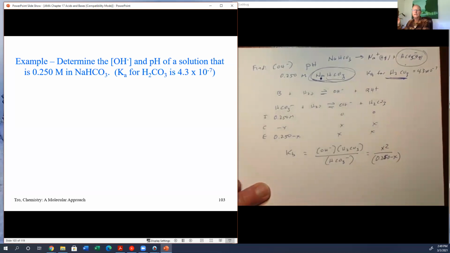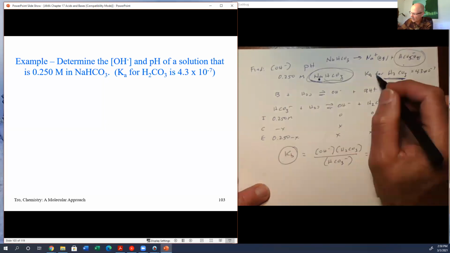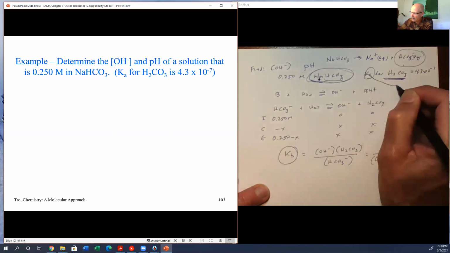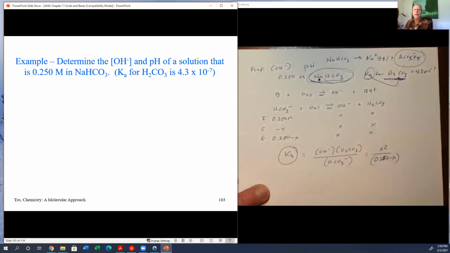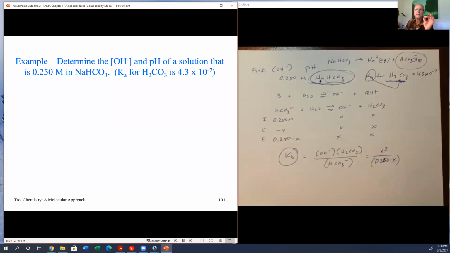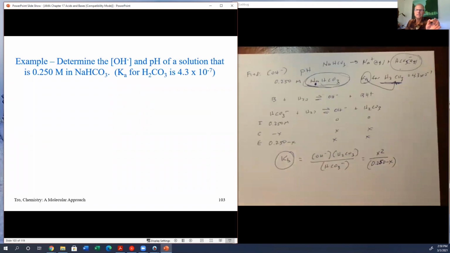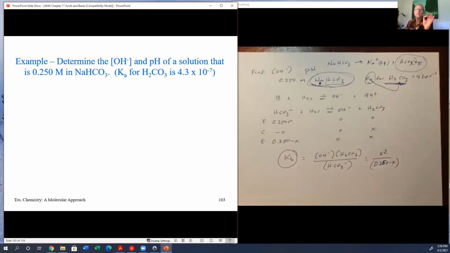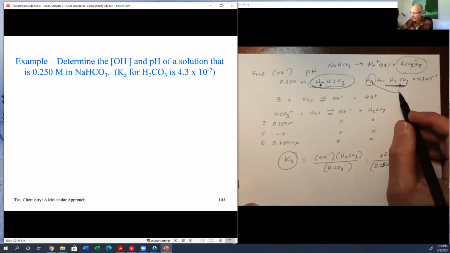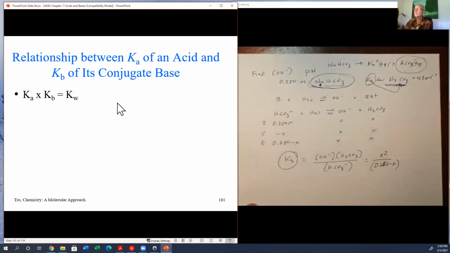Okay. Now, to solve this problem for x, what do I need? I need KB, right? But what did the equation give me? Ka for the conjugate. It'll always be that way. You're not going to find tables of Ks for ions acting as acids and bases, but you will find Ks for their conjugates. So, given that I know Ka, I can get Kb, because Ka times Kb is equal to Kw.